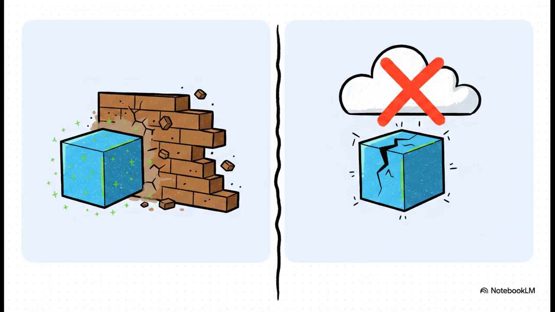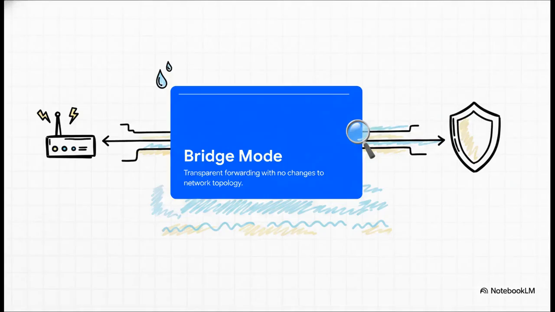But we have to consider the impact if something goes wrong. If we deploy in route mode, it drastically changes your existing routing tables and subnets. So the consequence of a hardware failure, it's massive. If the IAG goes down, your internet goes down, period. Now, if that level of risk makes you a little nervous, let's talk about bridge mode.